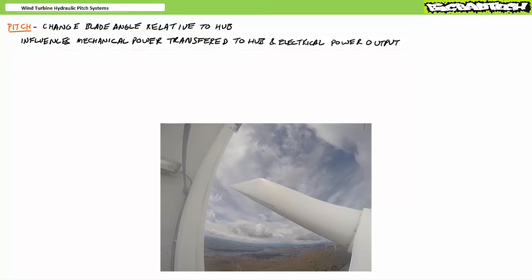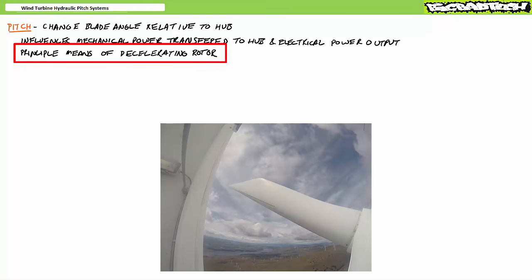Generators operate at peak efficiency inside a given rotational speed range, and it is largely the responsibility of the pitch system to keep rotational speed inside that range despite variations in wind speed. Beyond maximizing generator output, the pitch system also serves as a primary means of decelerating the rotor in the event of a shutdown or an emergency condition.